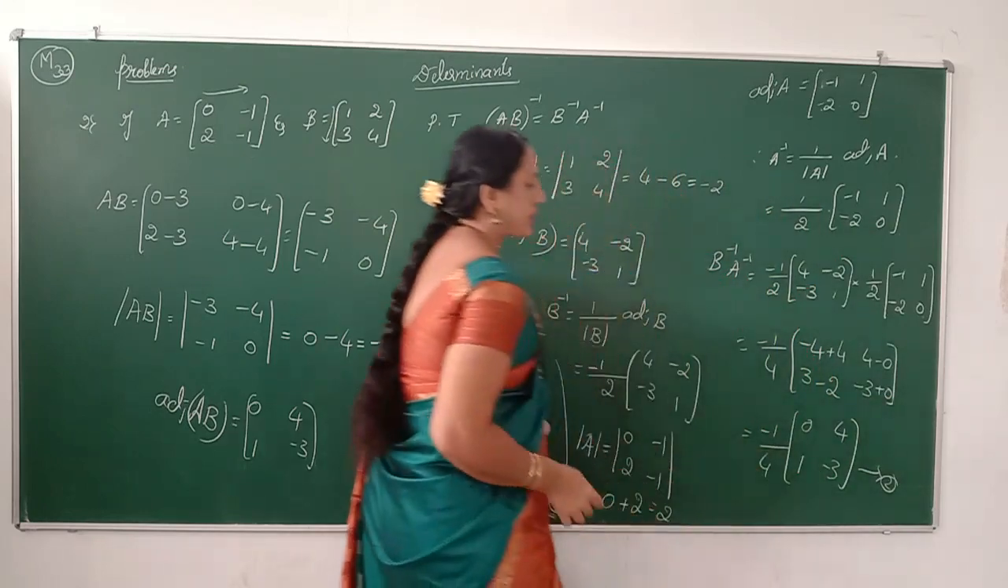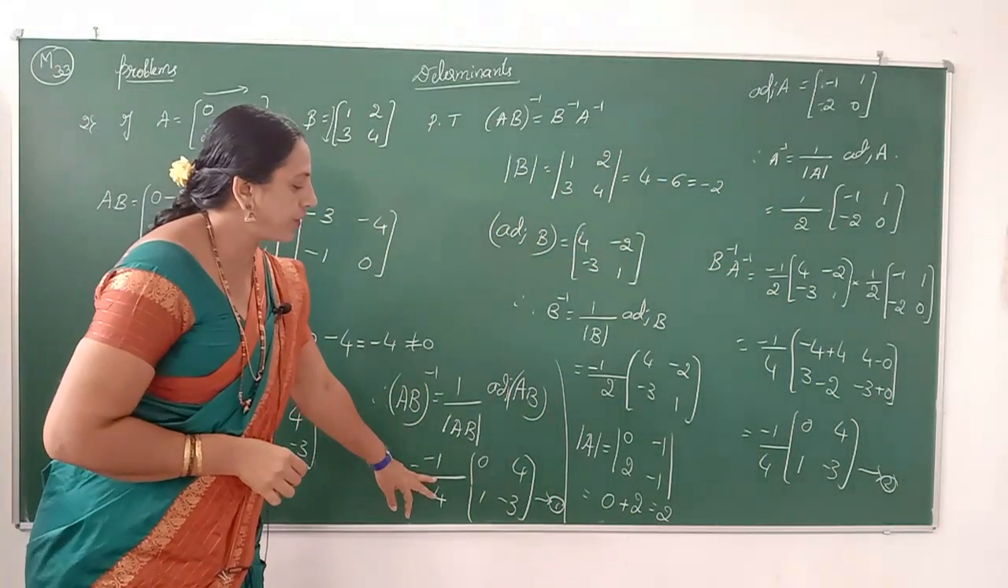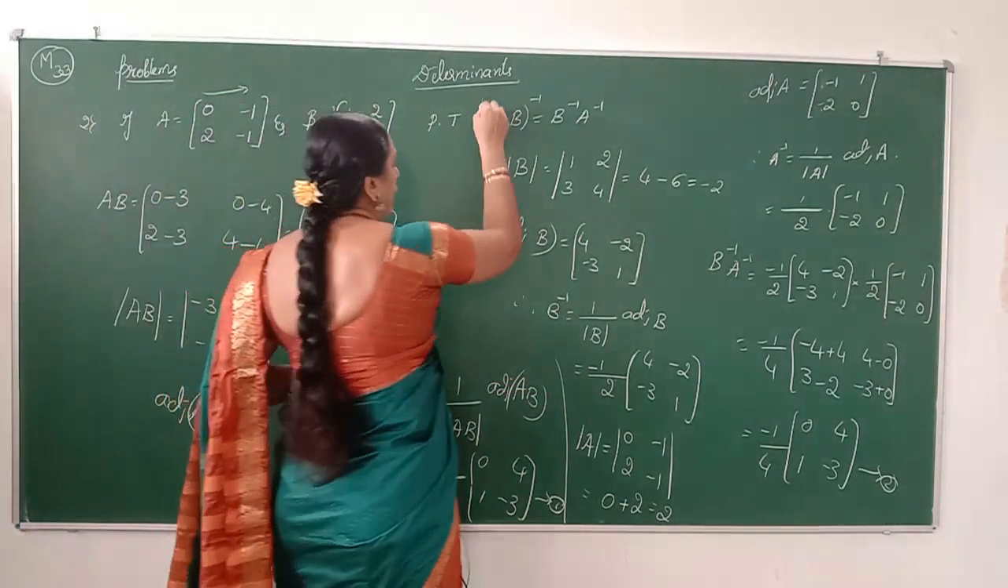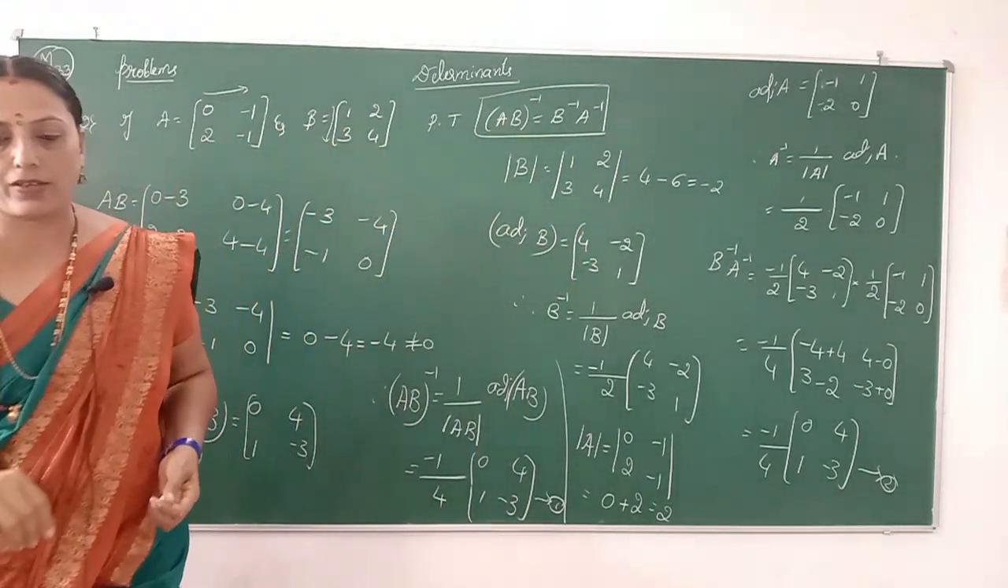And let this be called equation 2. After that, we will compare the elements of equation 1 and 2, both will be equal. Therefore A into B whole inverse is equal to B inverse into A inverse.